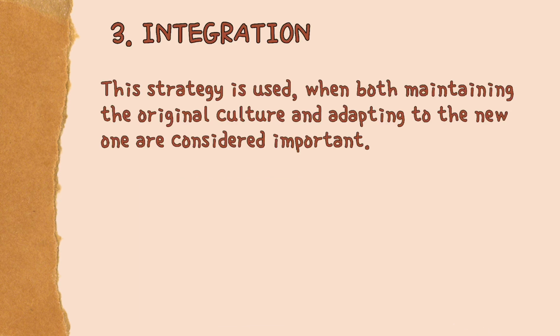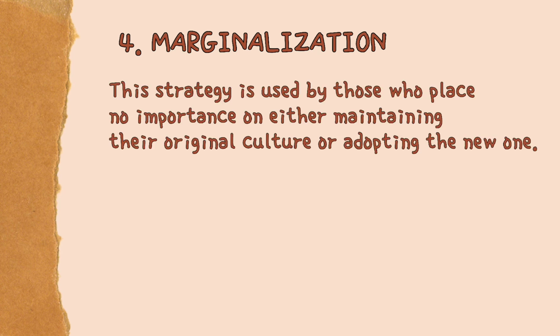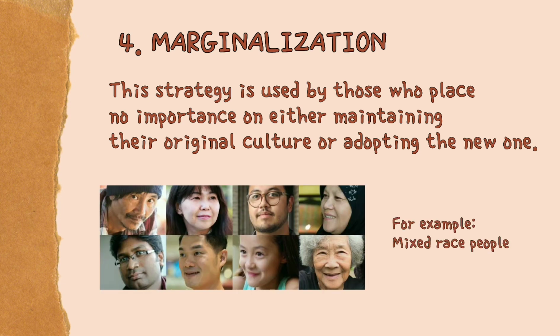For example, the Muslim community. They interact with other cultures but they give more importance to their own culture. Next is integration. This strategy is used when both maintaining the original culture and adapting to the new one are considered important. For example, several Filipinos that married abroad but still maintained their culture while interacting with the new one. Next, marginalization. This strategy is used by those who place no importance on either maintaining their original culture or adopting the new one. For example, mixed-race people.